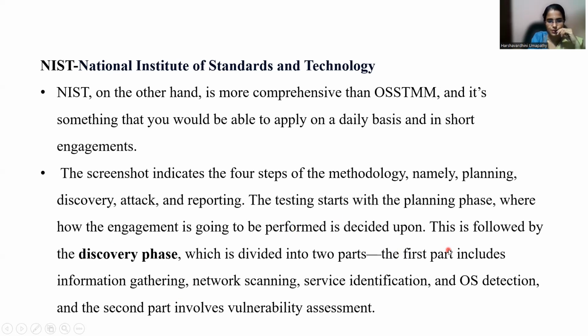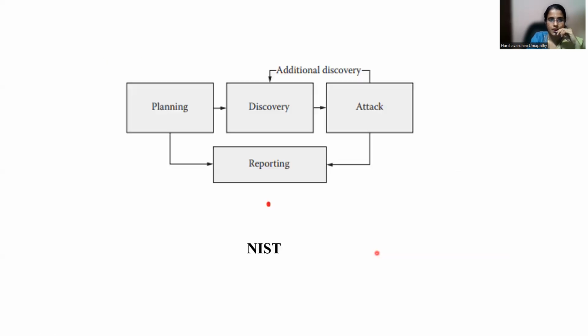First part consists of four main sections or processes. First one is information gathering. Second is network scanning. Third one is service identification. And the last one is OS detection, that is your operating system. And the second part involves vulnerability assessment. So these are the four phases: planning, discovery, attack, and reporting.